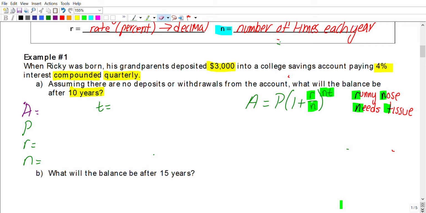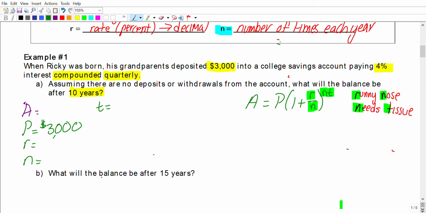Let's go ahead and read through the problem again and identify what key things we are given within the problem. When Ricky was born, his grandparents deposited $3,000. That is an initial amount that was deposited into his account. So an initial amount is my P. So $3,000 is our P value.